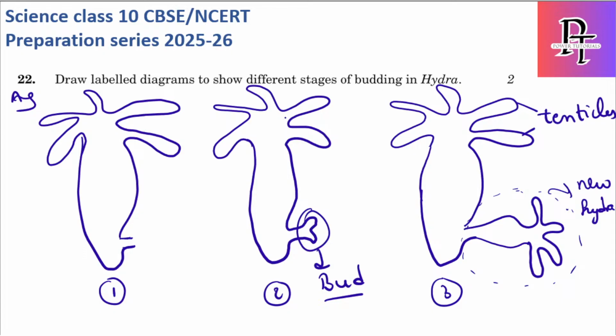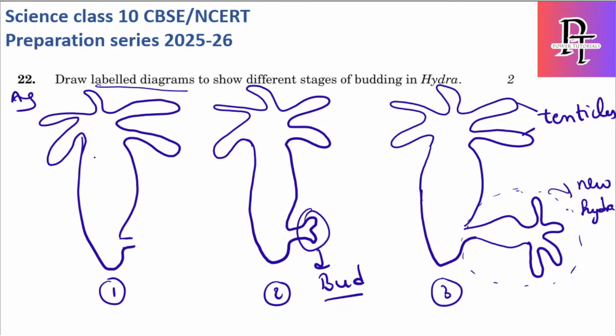Okay, in this question they have only asked to draw labeled diagrams. They are not asking for an explanation of how the hydra is created. So if they just ask like this, you can simply draw these 3 diagrams: step 1, step 2, step 3.